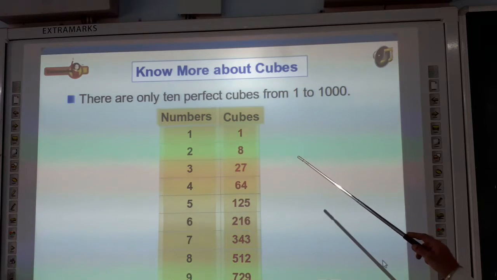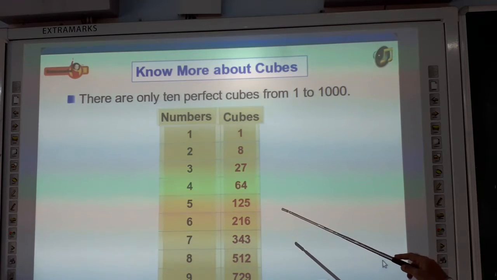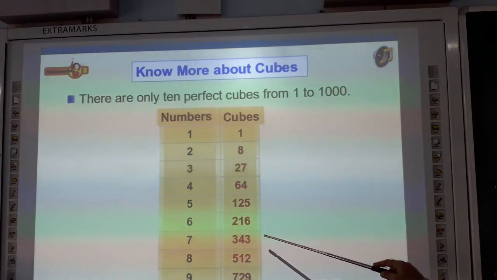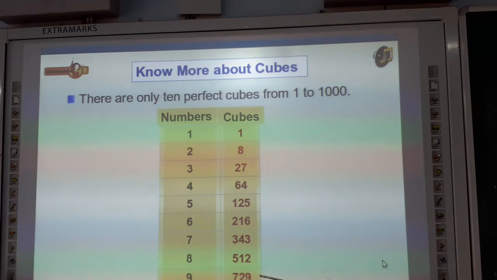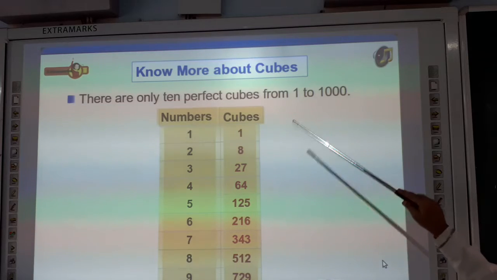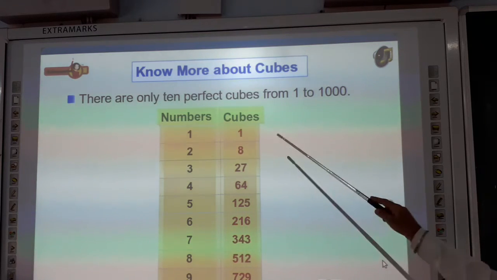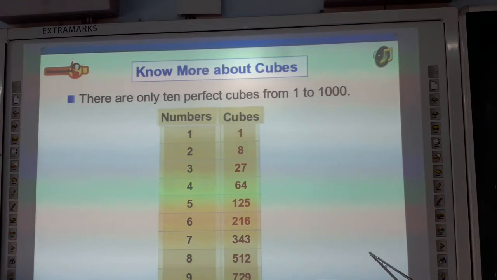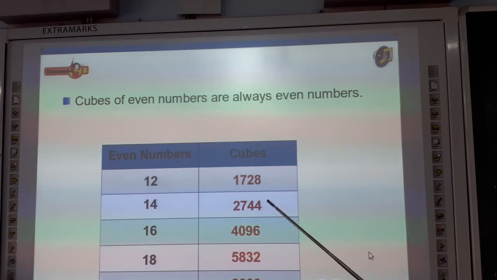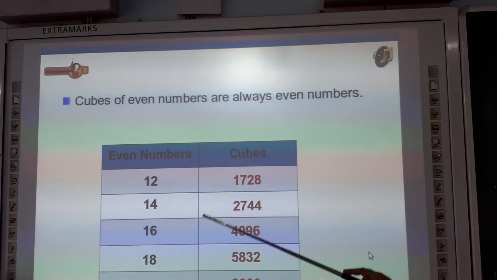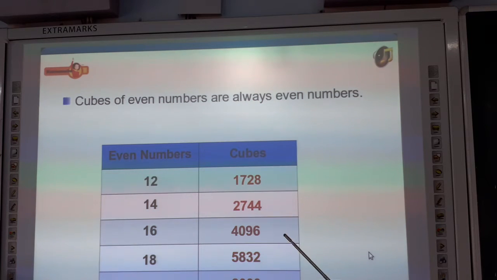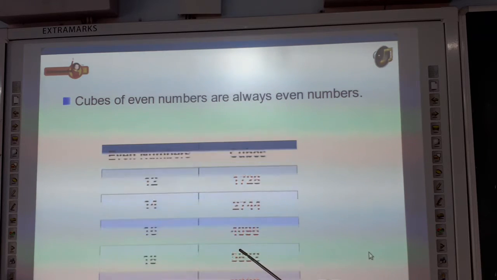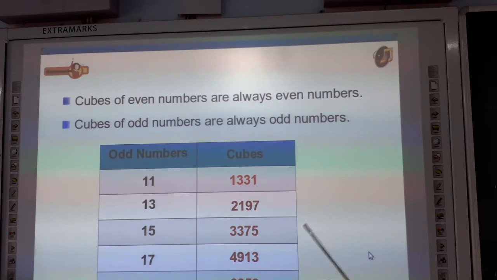And these are 1, 8, 27, 64, 125, 216, 343, 512, 729 and 1000, shown in red color. So these are perfect cubes of the first 10 natural numbers. In even numbers, the cube of 12 is 1728, the cube of 14 is 2744, the cube of 16 and further also.